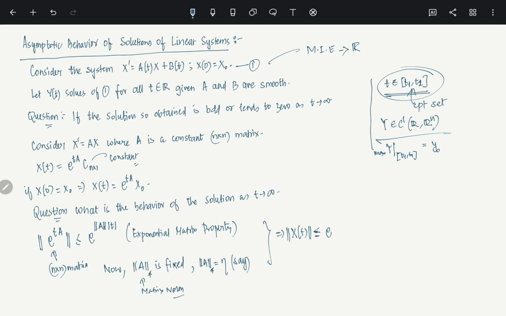You see, what is x(t)? x(t) is nothing but e^{tA} times x0. This is an n cross n matrix, and this is an n cross 1 matrix. So the norm of x(t) is always dominated by the norm of e^{tA} times the norm of x0, right? We proved this. This is basically kind of Cauchy-Schwarz.